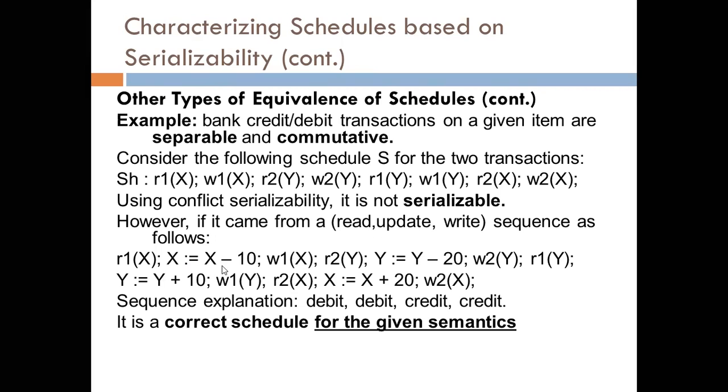Here the operations performed are X minus 10, Y minus 20, Y plus 10, and X plus 20. Now the order in which they are performed doesn't matter, and it follows a correct schedule for the semantics. But if multiplication, division, and other non-linear operations are involved, then we cannot apply semantic equivalence.